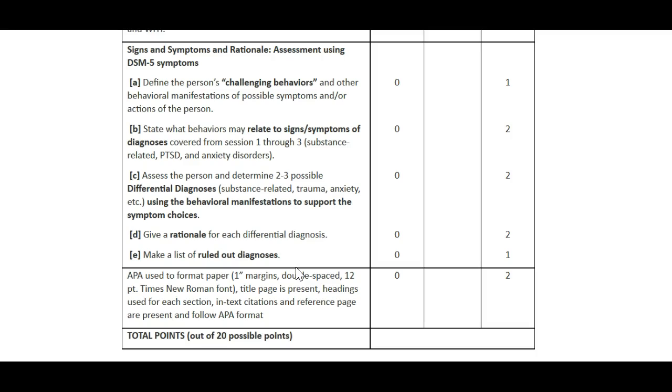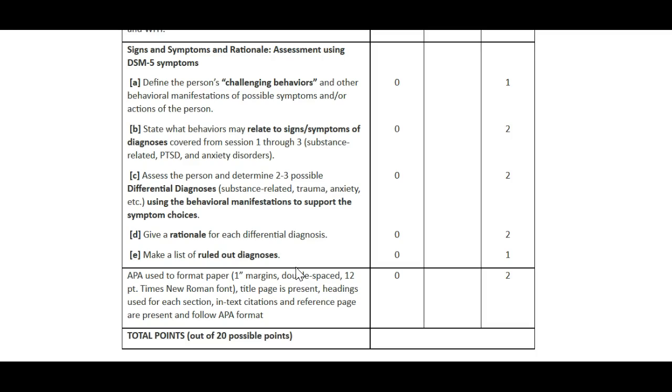A through E, right? So A, define the challenging behaviors, answer that thoroughly. B, state whether the signs and symptoms match and are related to underlying issues such as substance use disorder or PTSD. C, make sure that you really get clear about this and reach out to me if you have questions. You want to define 2 or 3 possible differential diagnoses using the behavioral manifestations that you list in this paper about your patient, right? So those behaviors must match the diagnosis that you're suggesting.